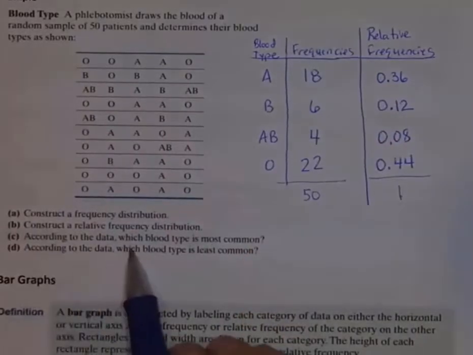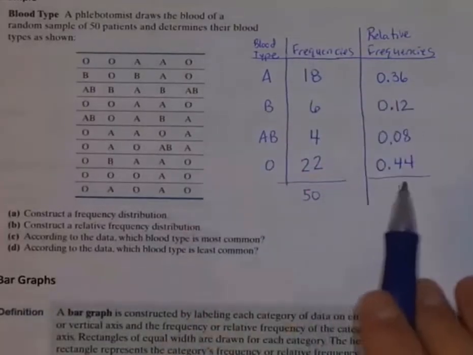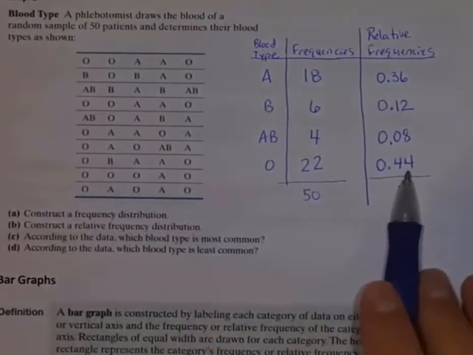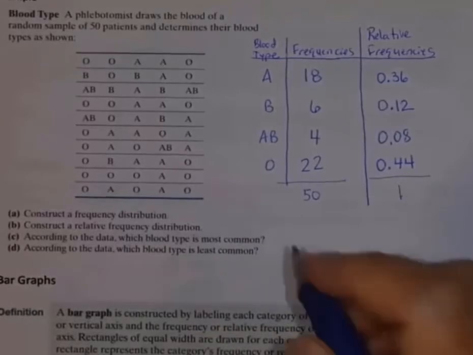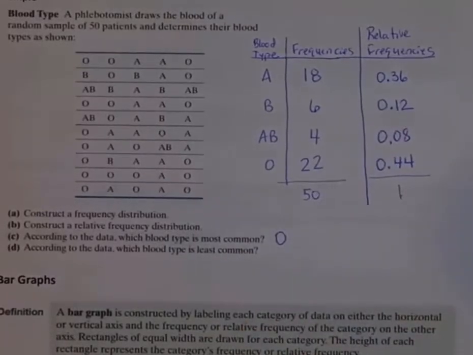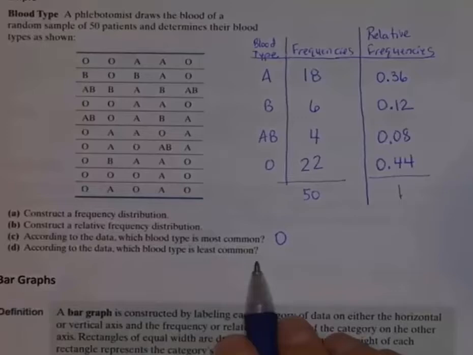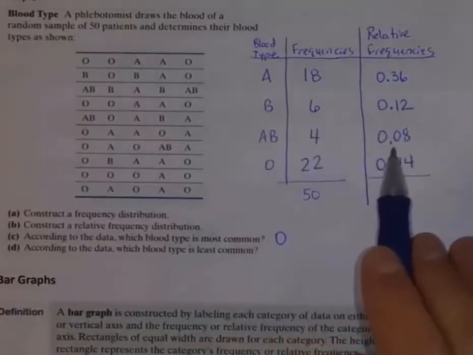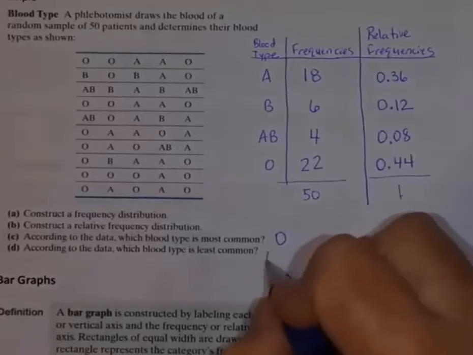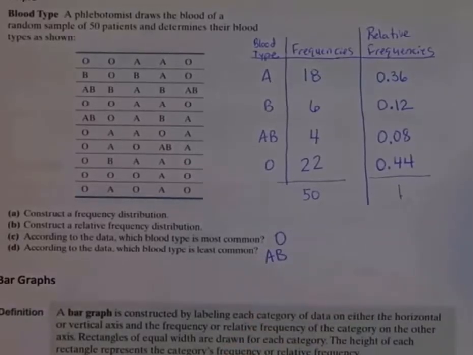So according to the data, which blood type's the most common? Well, based on our sample, O blood occurred the most. So based on our sample, it would appear that O blood is the most common blood type. According to the data, which blood type is the least common? Well, in our sample, AB was only there 8% of the time, so it would appear that AB is the least common blood type.